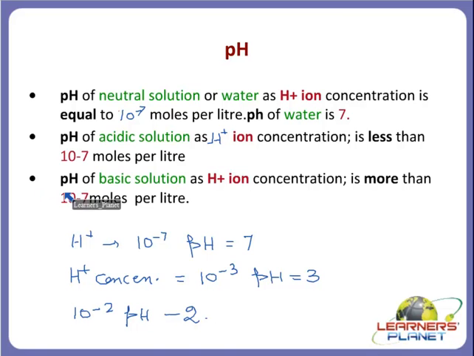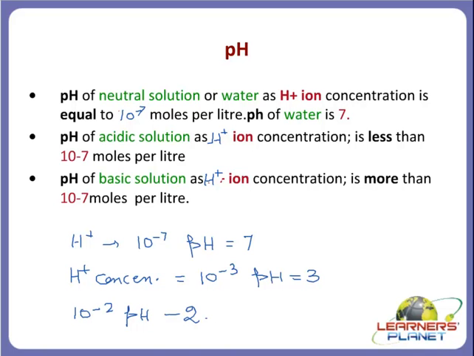Likewise, for a basic solution, the hydrogen ion concentration is less than 10 to the power minus 7 moles per liter. So the pH would be more than 7. It should be 8, it should be 9.